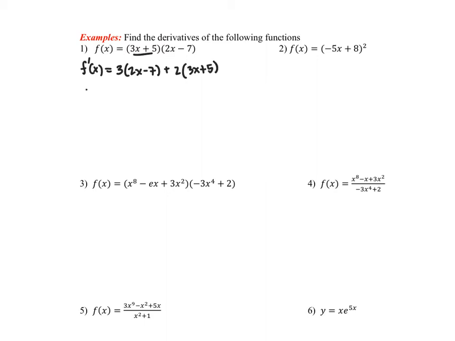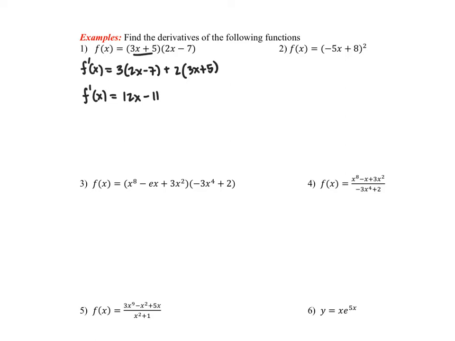Now you could leave your derivative just like that, or you could expand it and then combine like terms. That looks like it'll be 12x minus 21 plus 10, which would be minus 11. Okay, provided I did my algebra right there, I think we're good there. Okay, so we use the product rule there.